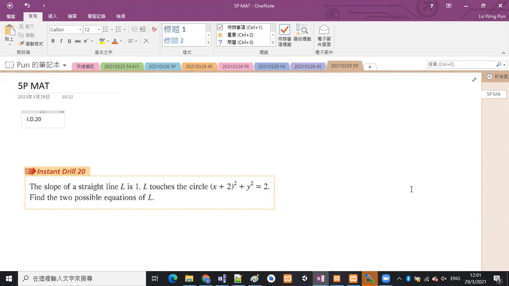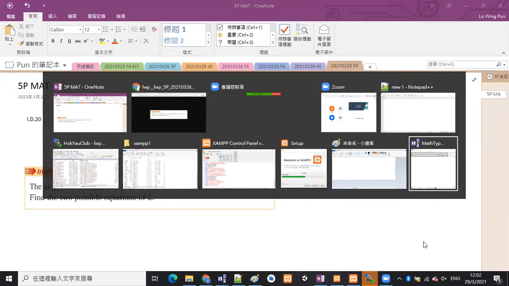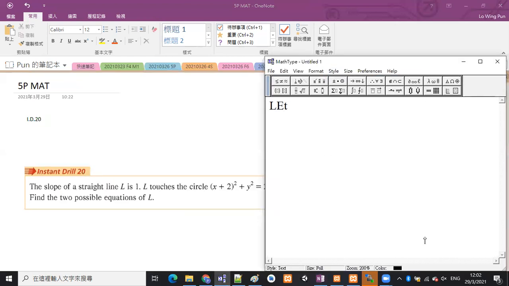Okay, so what do we have? What information do we have about the straight line L? Is that the slope of the straight line L is equal to 1, and L touches the circle. Okay, so if you want to find the equation of L, we are going to let something. Let the equation of L be y equals. We want to let the equation in the format of y equals mx plus c.